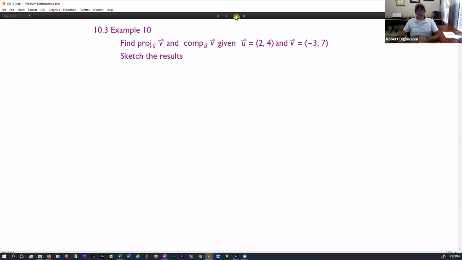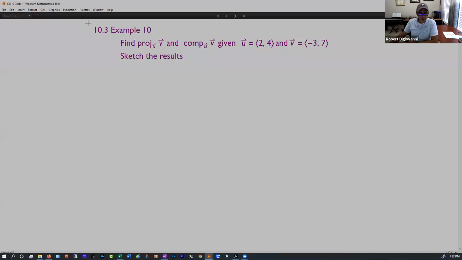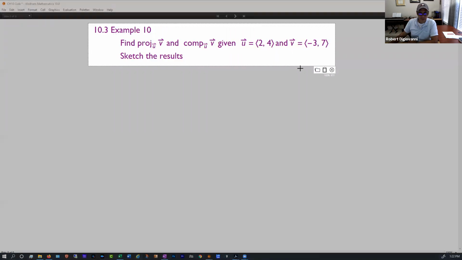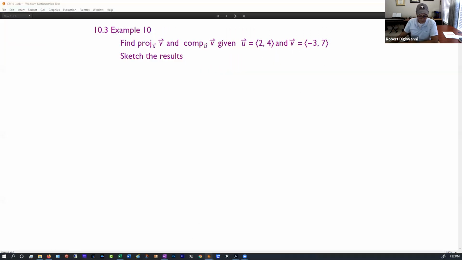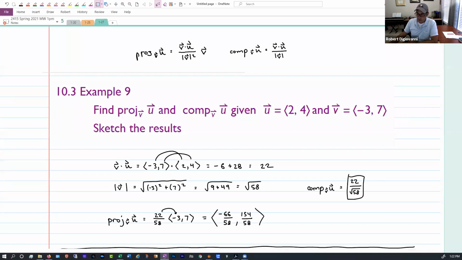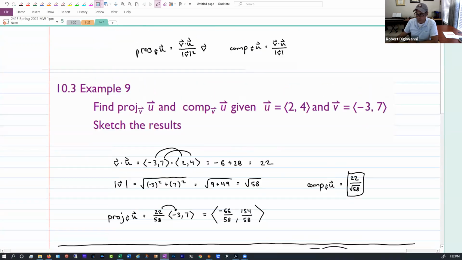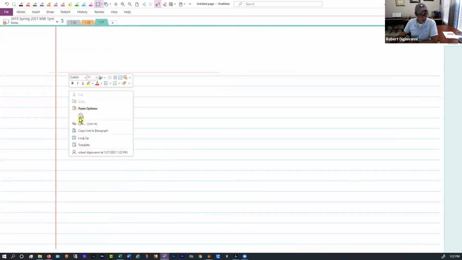So this is the same problem, okay? It's hard to see, but it's the same problem, but this time it's the projection of V onto U instead, right? So the formula changes. The formula is going to change. Should we do it? I guess we can. And let me see, I'll leave this one here and I'll do it on a new page.